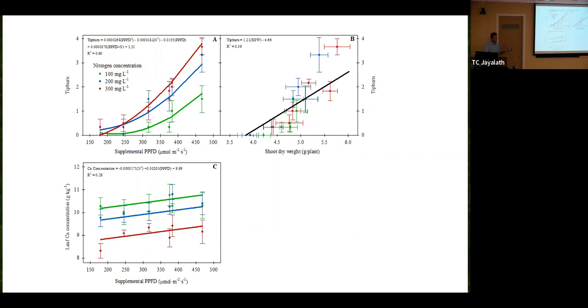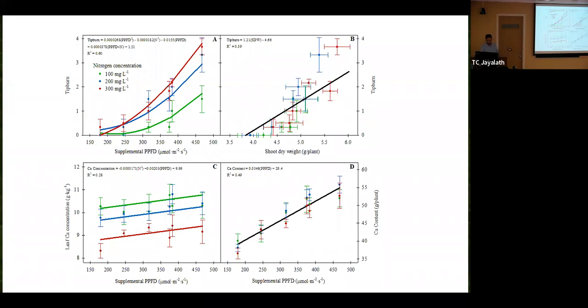And the reason for tip burn is not having enough calcium. We looked at leaf calcium concentration and leaf calcium content. Leaf calcium content, in graph D, shows the total amount of calcium that one plant has.